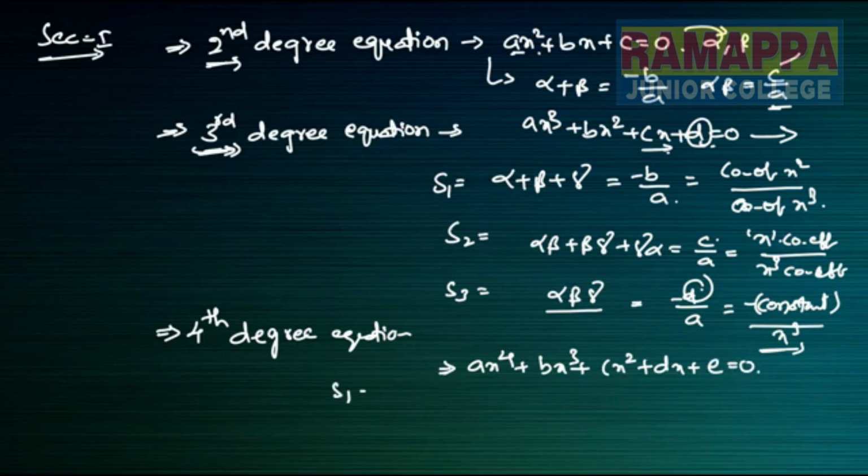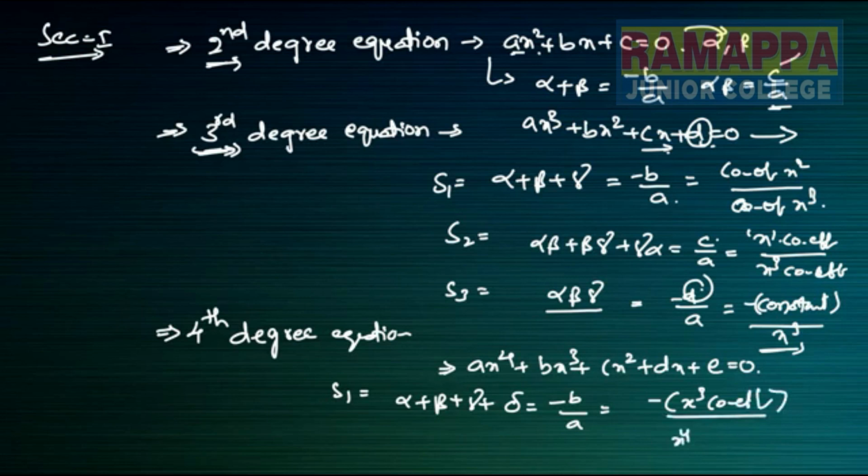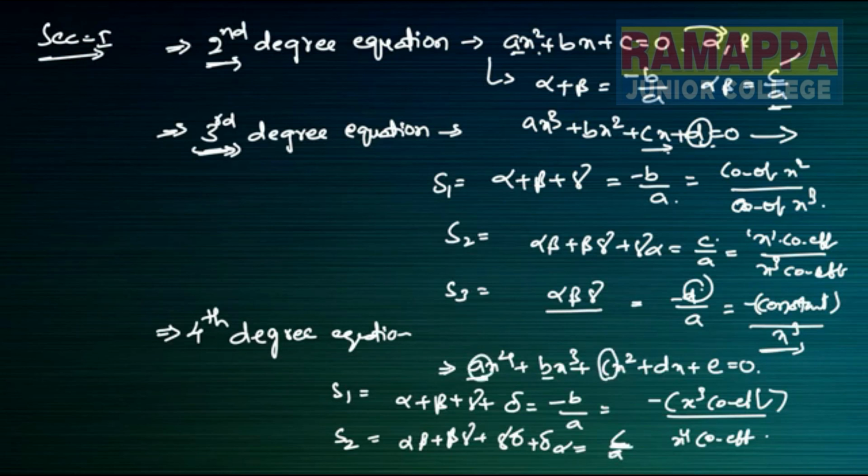In this, s1 = alpha + beta + gamma + delta = -b/a, that is, minus the coefficient of x³ divided by the coefficient of x⁴. Then s2 = alpha beta + beta gamma + gamma delta + delta alpha... = c/a, that is, the coefficient of x² divided by a, the coefficient of x⁴.